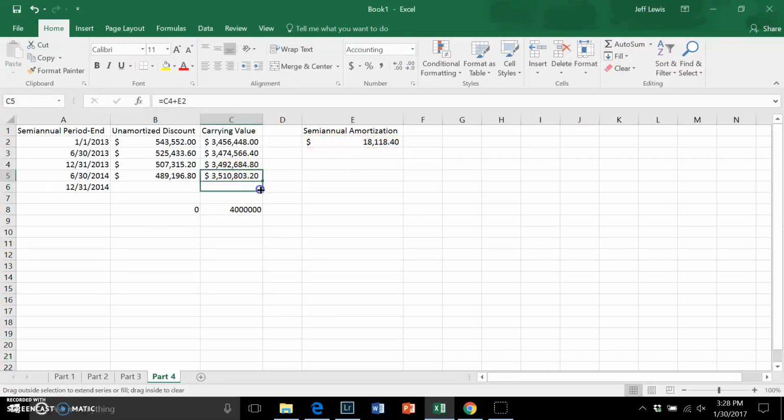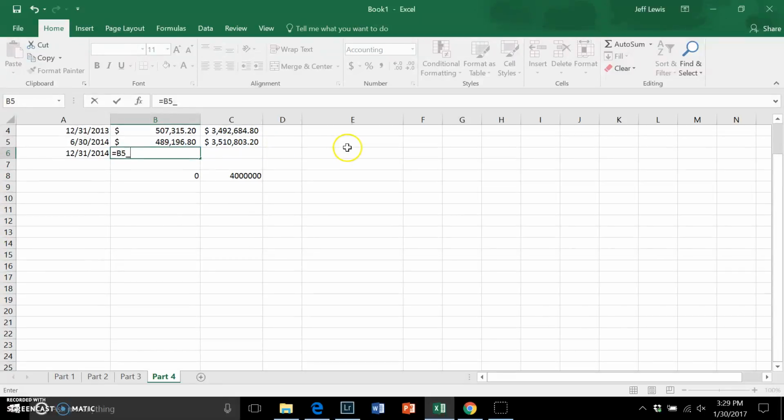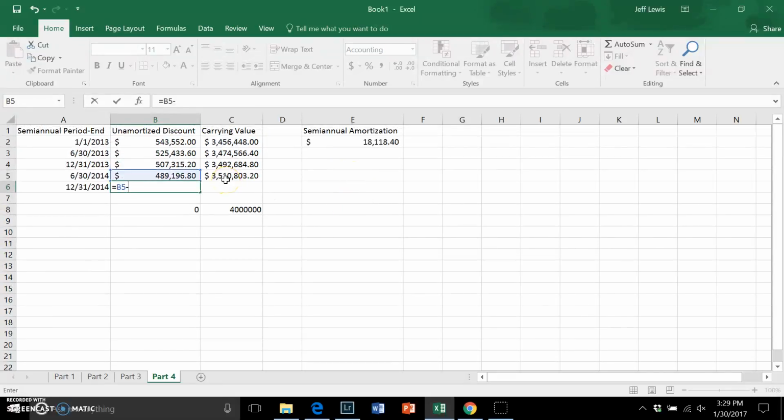Now, if you take this, no, that didn't work. There is a way to do it where you're able to just make the computer do all the calculations, and you're just able to drag it down. But I wasn't able to do that this time, and it's not really worth it with such a small table anyway. And there we are. That is the completed amortization table for this problem.